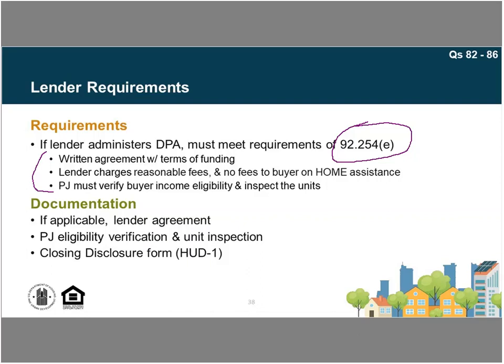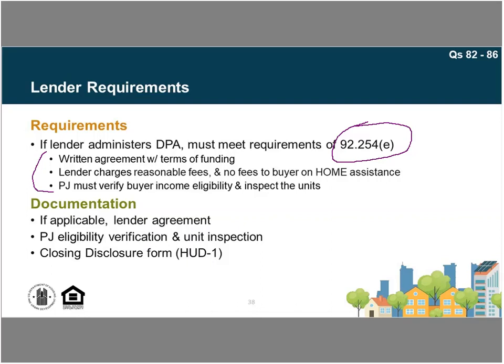So we want to make sure we have that. We want to make sure that the lender is charging reasonable fees, and we would identify those reasonable fees in the closing disclosure form. And then we also want to make sure that there's no fees that are being put over onto the buyer. So no fees to the buyer on home assistance. The PJ can pay for fees, but the buyer cannot be charged fees on the home assistance.